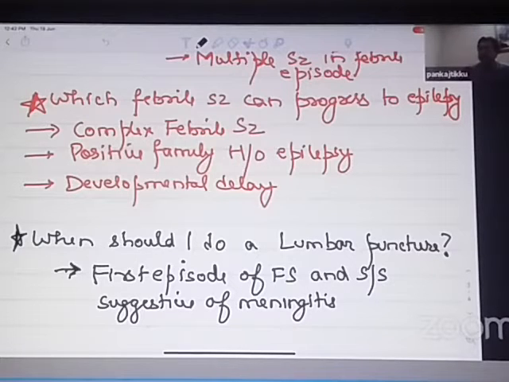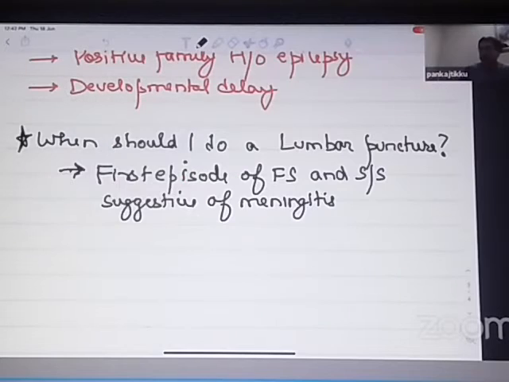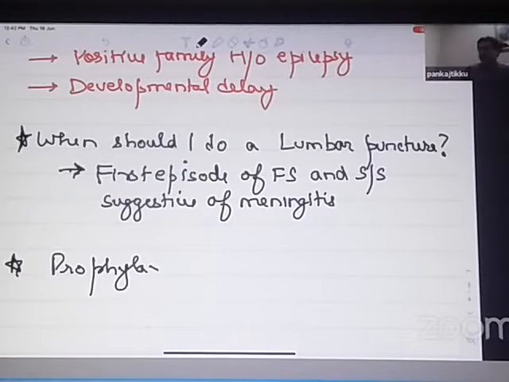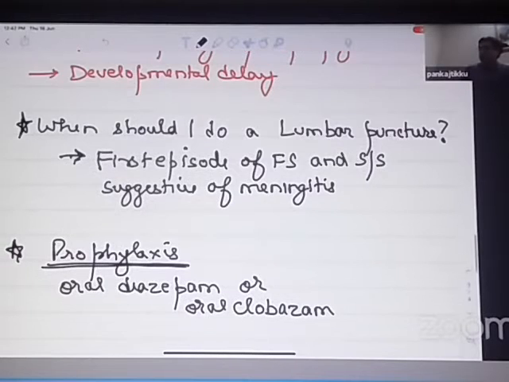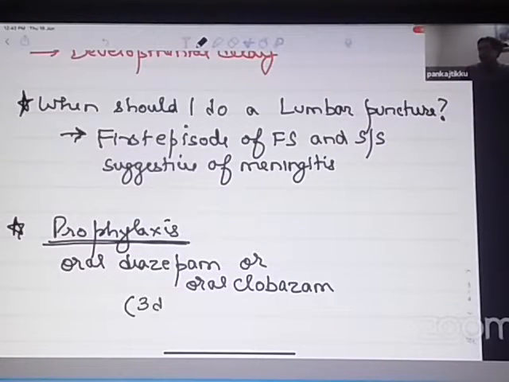The last thing I would like to discuss is prophylaxis. So if the child has been having seizures regularly, febrile seizures have been happening regularly, then there might be an indication to start either oral diazepam or oral clobazam. For how many days? For about 3 days approximately. That is, the fever normally lasts for around 3 to 4 days.